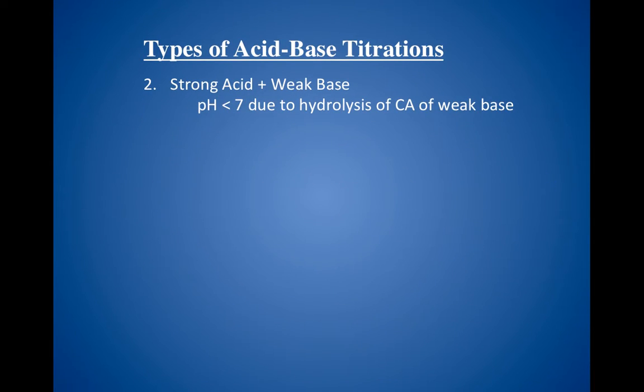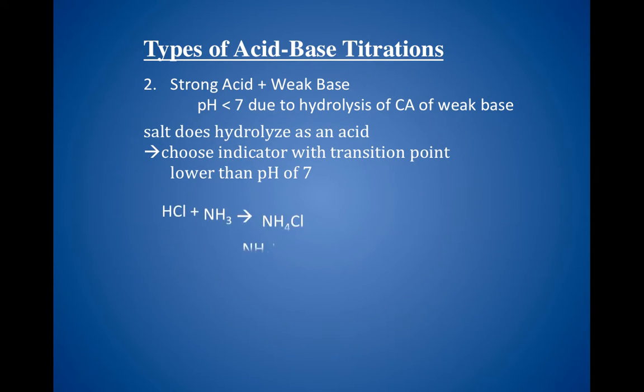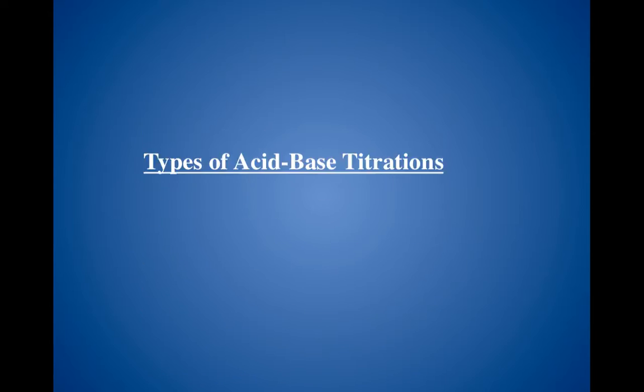Now, strong acid plus weak base. Well, our pH at the equivalence point is going to be less than 7. And that's because we make a salt that's going to hydrolyze, and it's going to hydrolyze as an acid. So if we have hydrochloric acid as our strong acid and ammonia as a weak base, we make ammonium chloride. Ammonium hydrolyzes as an acid, and chloride, as we have already reminded you, cannot hydrolyze. It came from hydrochloric acid. So we'll look at a graph like this.